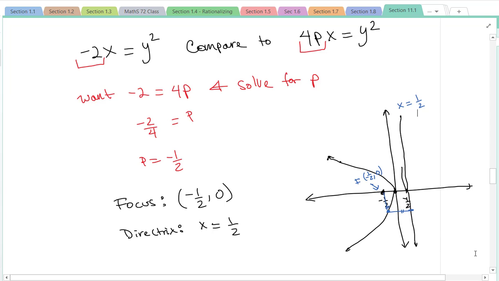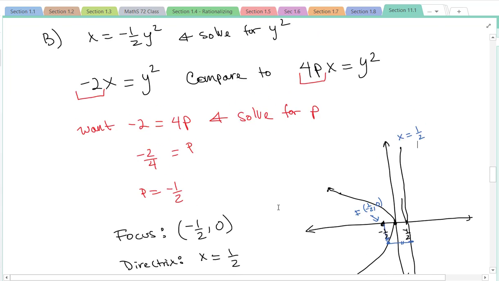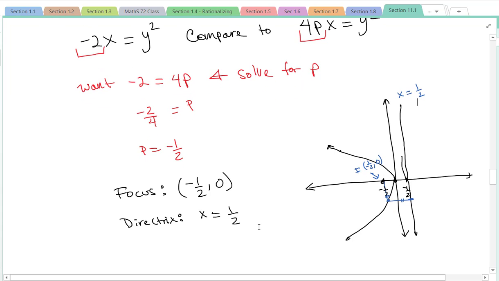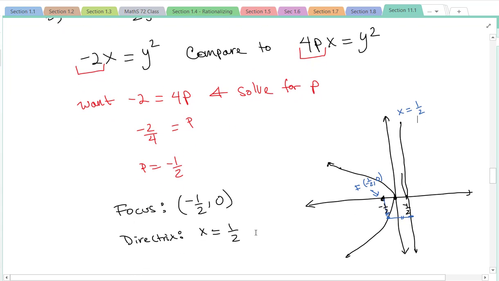And in the next section, we're going to do the ellipses and then hyperbolas in the next section. But hopefully this helps understand a little bit about the focus and the directrix.